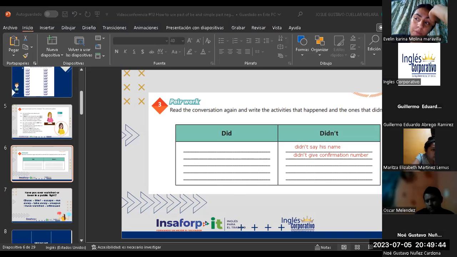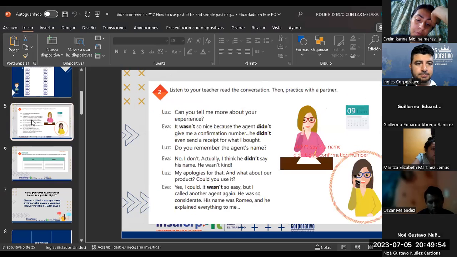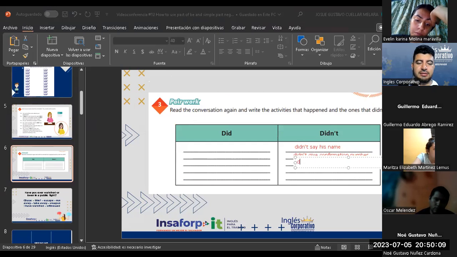He didn't say the agent. Okay. He didn't say what? The agent. Okay. The agent's name. Yes, yeah, didn't. He wasn't kind, no fue amable. So he didn't say the agent name. Thank you. Okay, what about Oscar and then Maritza?